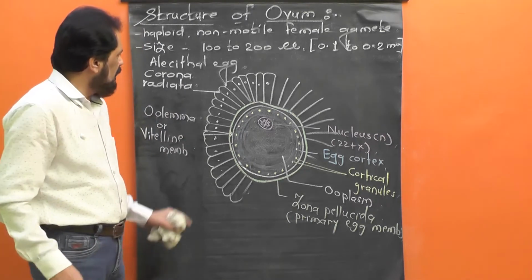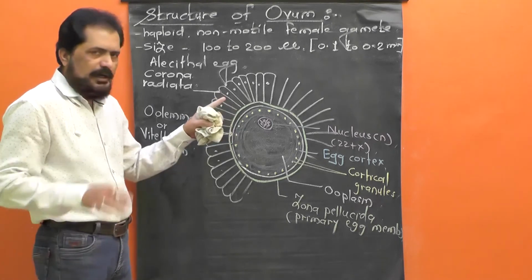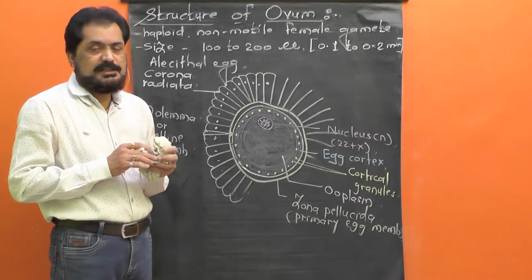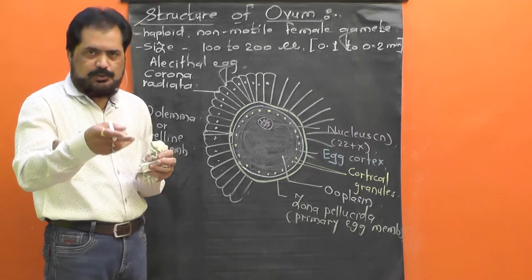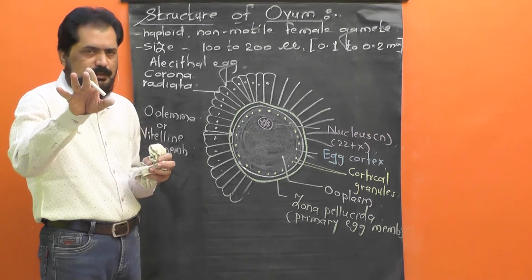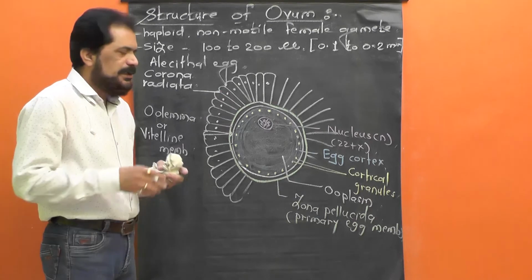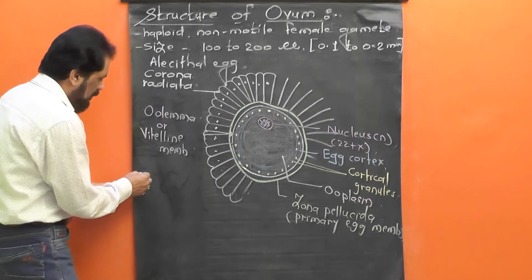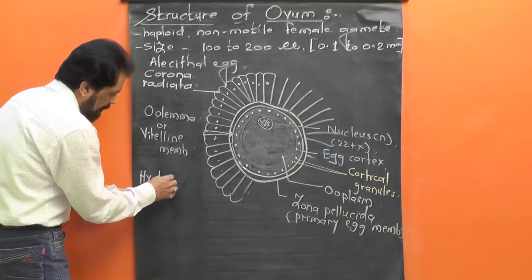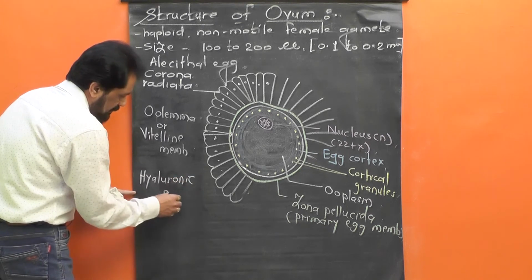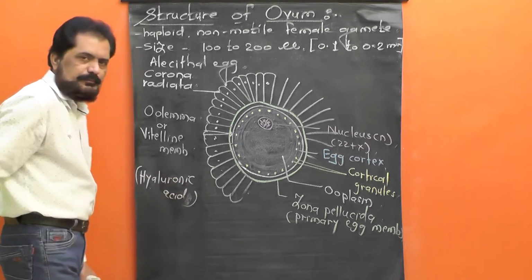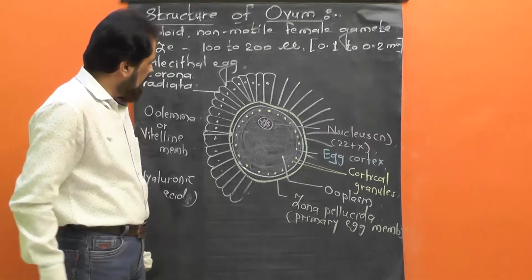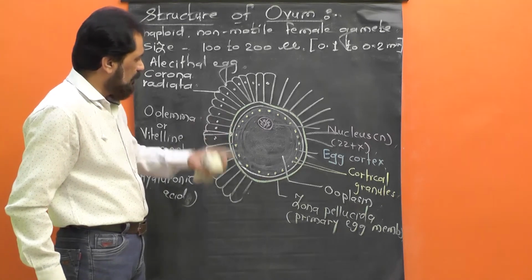One more point: these cells of the corona radiata are stuck with each other with the help of a material called hyaluronic acid. In the next topic you will come across these terms, so you should remember that the cells of the corona radiata are attached with each other firmly because of hyaluronic acid. Please remember this term, hyaluronic acid. Now look at the diagram. There is a little space between the vitelline membrane and the zona pellucida.